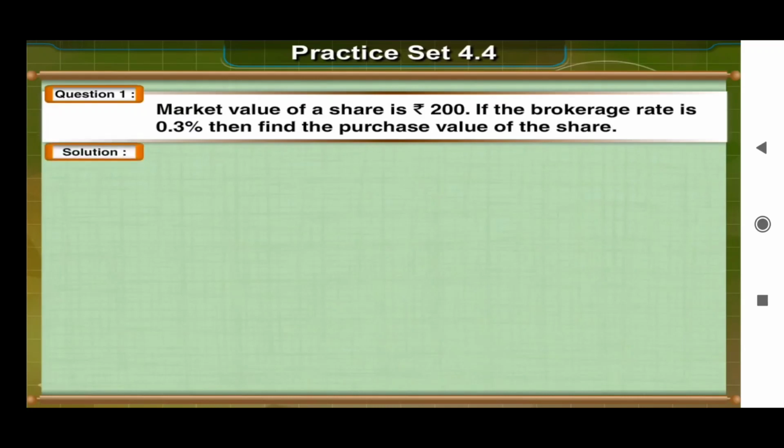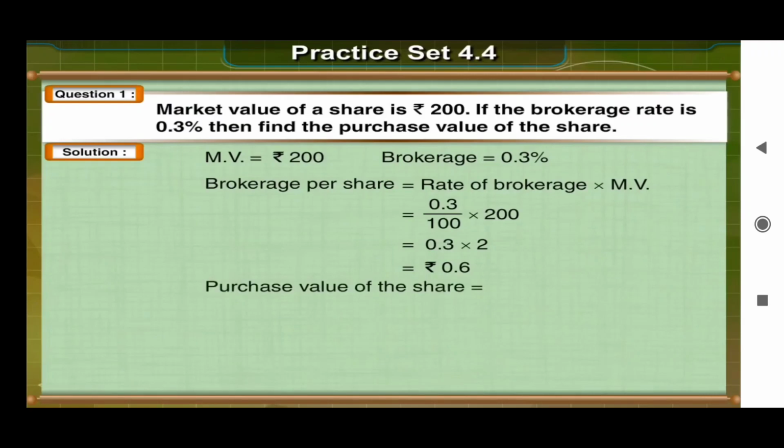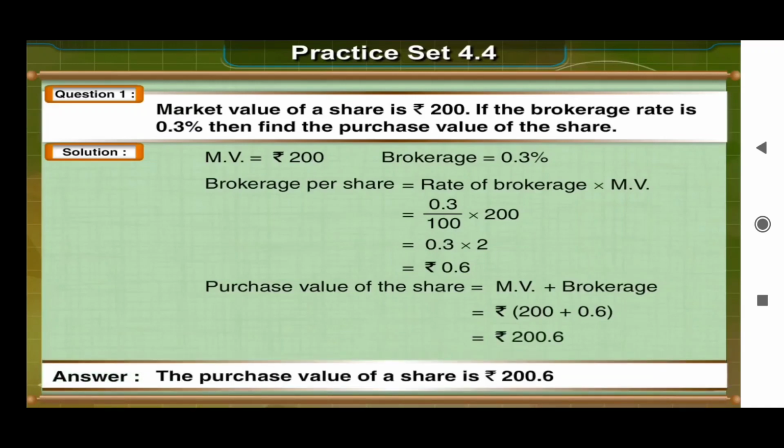Solution. The market value of the share is given to be rupees 200. The brokerage rate is 0.3%. Therefore, brokerage is equal to 0.3 upon 100 into 200, and therefore brokerage is equal to rupees 0.6. Purchase value of the share is equal to market value of each share plus brokerage. Therefore, this is equal to rupees 200 plus 0.6, which is equal to rupees 200.6. Answer. The purchase value of the share is equal to rupees 200.6.